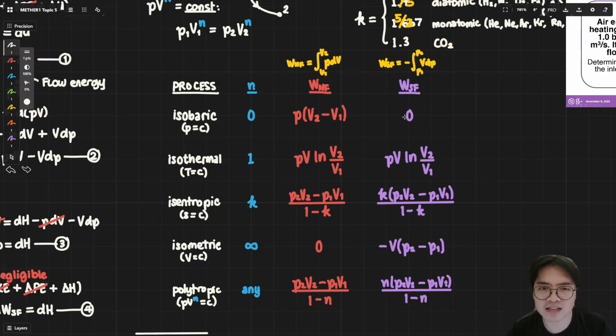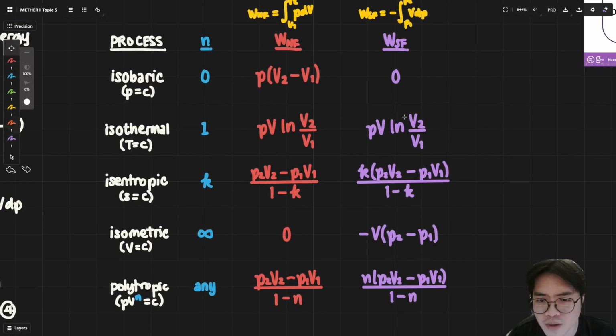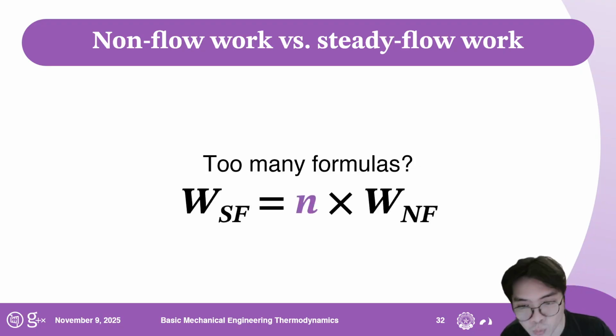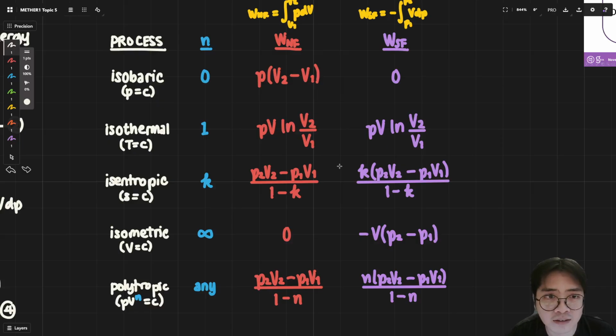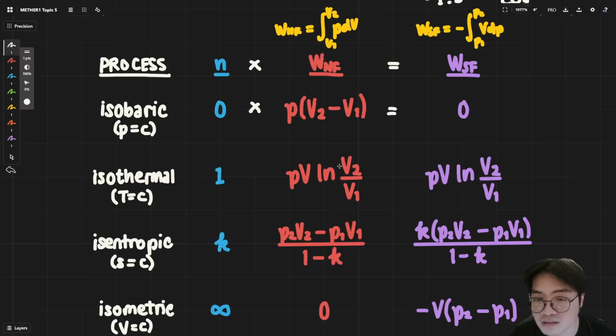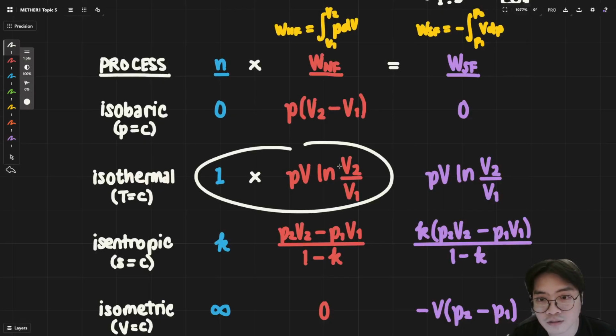The thing here is that there is a relationship between non-flow and steady flow work. Non-flow work and steady flow work are related by this relationship. n times your work non-flow is your work steady flow. Look at this. n times your work non-flow is equal to your work steady flow. You multiply all of this by 0, you will get 0. Cool. You multiply this by 1, you're not changing it.